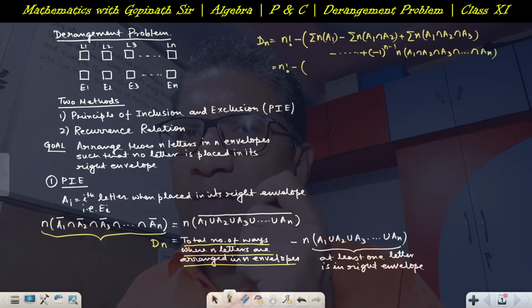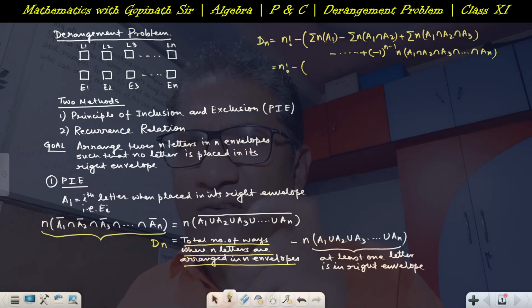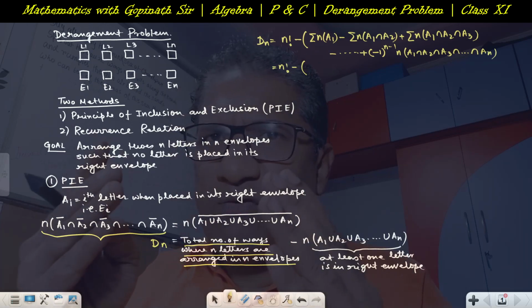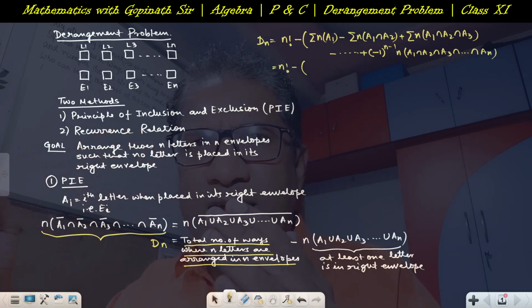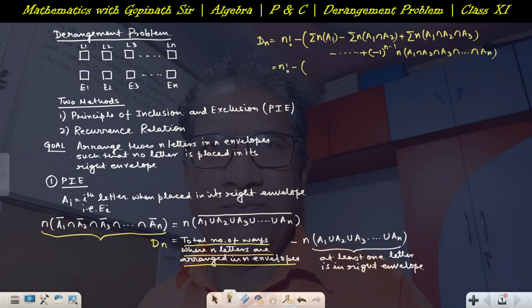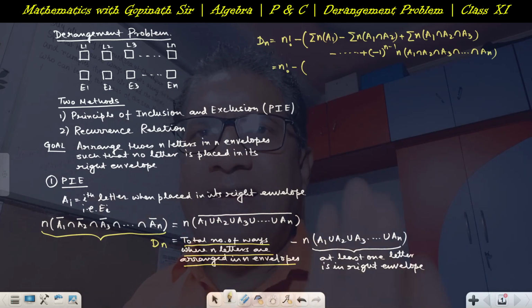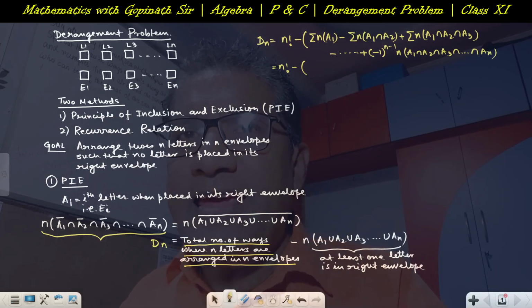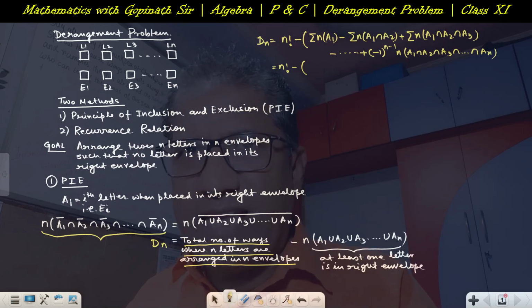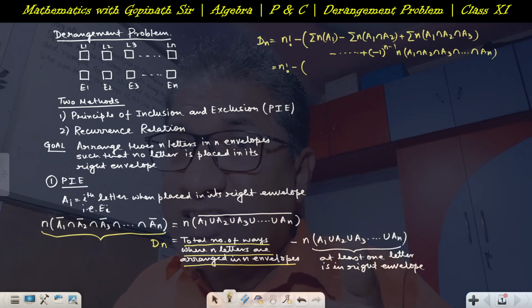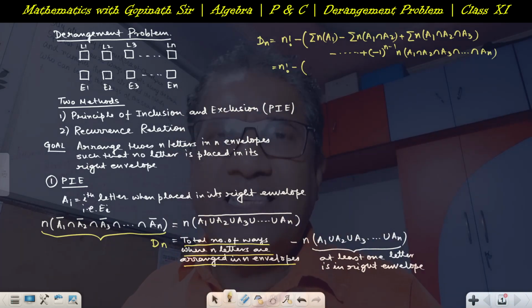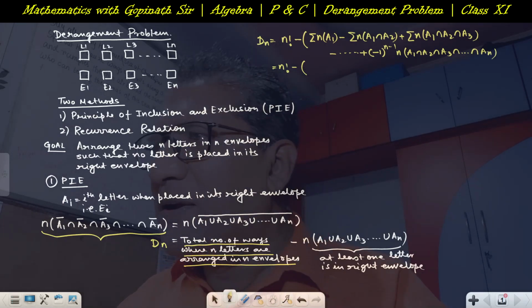So the total number of ways of doing this: first you choose, there are n letters, because you have to find out n(A1), n(A2), n(A3) till n(An). So let me just choose first one letter from the available n letters. Let us say it is A1. And what does n(A1) represent? It represents that the letter A1 is placed in its right envelope, that is, it is placed in the envelope E1. Is it clear?